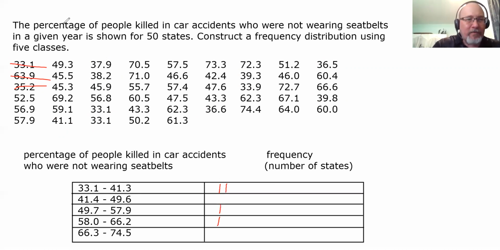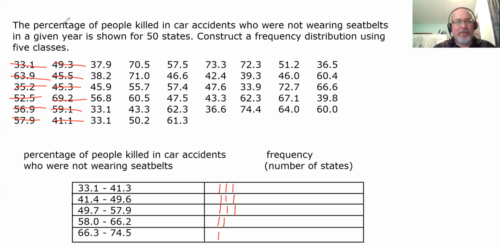Be very careful. 56.9 falls in the second class. 57.9 barely falls in the third class. 49.3 falls in the second class. 45.5 also falls in the second class, as does 45.3. 69.2 falls in the fifth class. 59.1 falls in the fourth class. 41.1 falls in the third class.